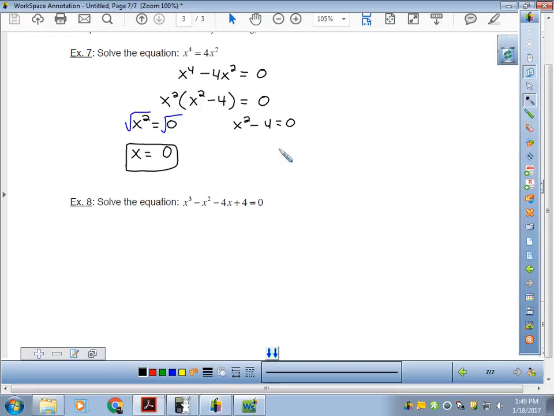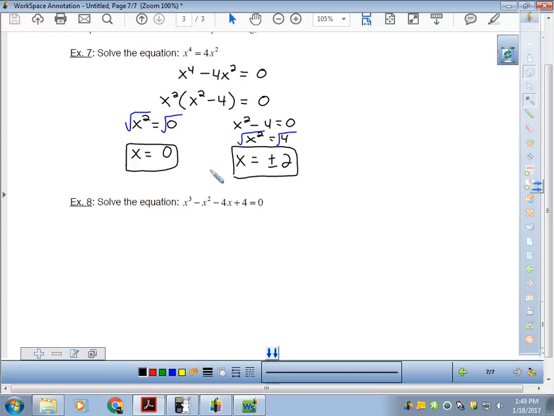On this other one, the very first thing we would need to do is add the 4 across. So we'd have x squared equals 4. And then we could solve by doing our square root. Please remember to do plus or minus. And then square root of 4 is 2. So there we go. This equation actually has 3 different solutions: 0, positive 2, and negative 2.